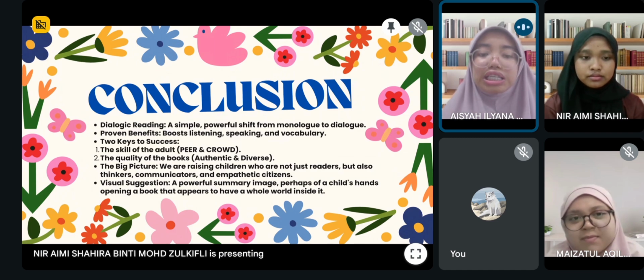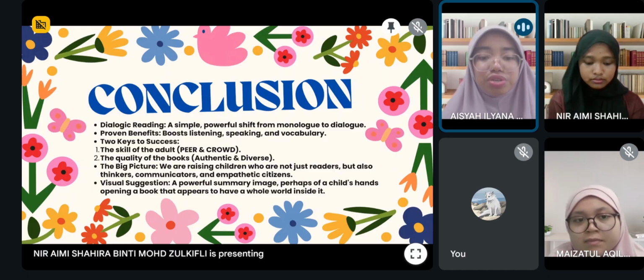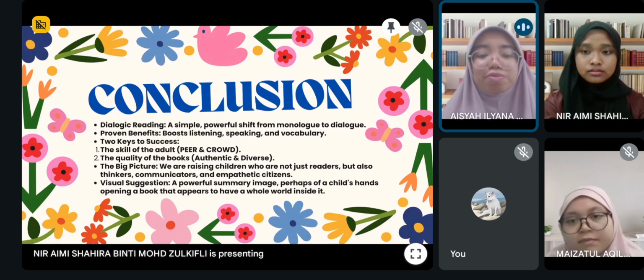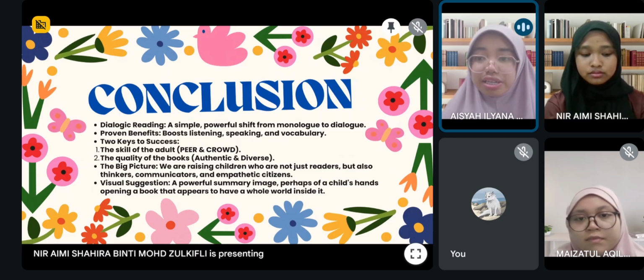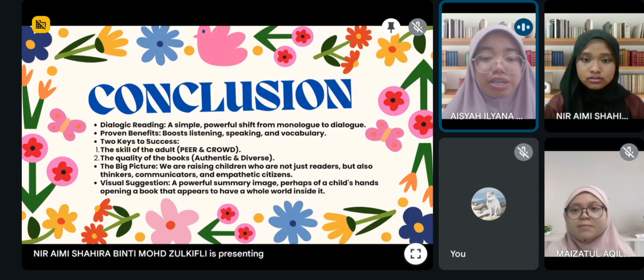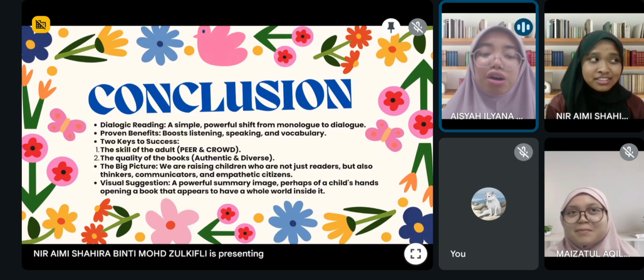When we combine these two things, we are doing so much more than just teaching a child how to read. We are teaching them how to think, how to express themselves, and how to connect with others. We are helping to raise children who are kinder, more curious, and more understanding citizens of our diverse world.